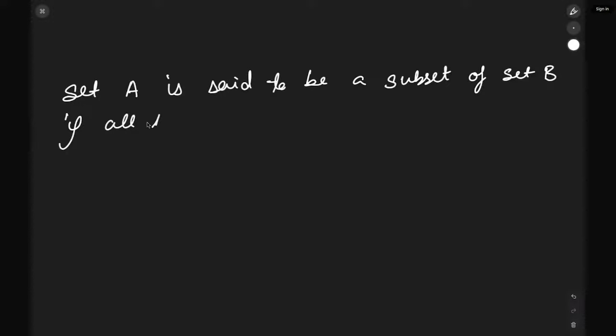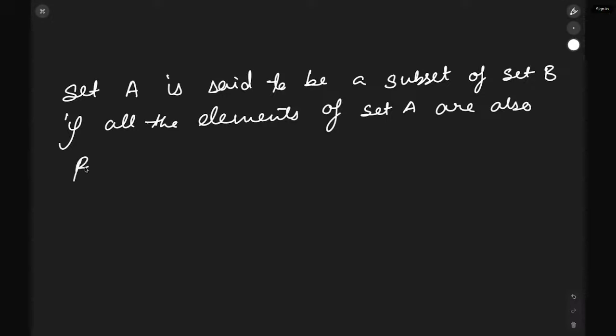Now, set A is said to be a subset of set B if all the elements of set A are also present in set B. So we can say that set A is contained inside set B. This is basically what we are trying to say.